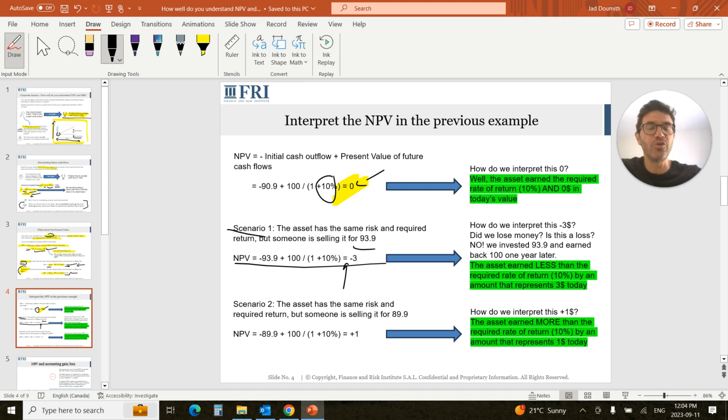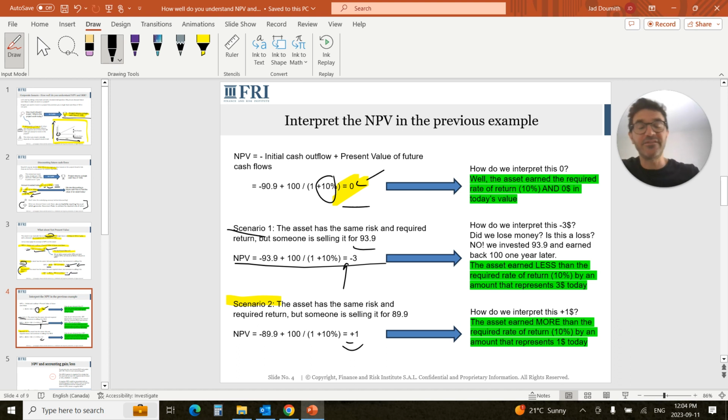Now, what does the $3 mean? It means that the project earned less than the required rate of return by an amount of money that is worth today $3. Now, how do we interpret the NPV in scenario 2, where the NPV is a positive $1? When I see positive, again, it means that this project earned more than the required rate of return. We know for a fact that it earned more than the 10% we are requiring from it. Now, by how much more did it earn? An amount of money that is worth today $1.